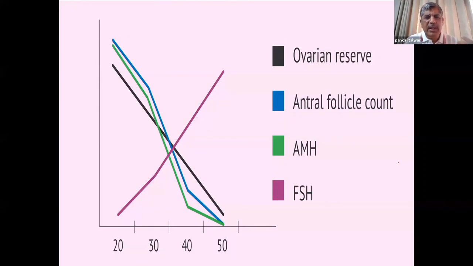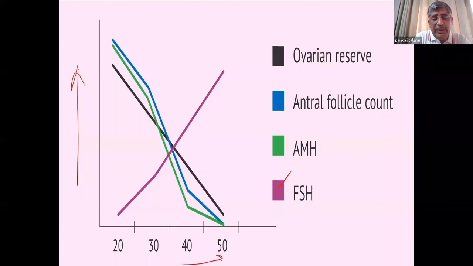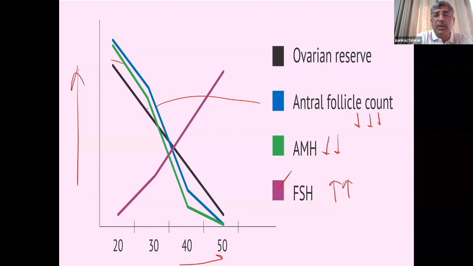What we have learned till now are some pretty simple things. As age advances, we have age here and the quantity levels here. As age moves from 20 to 50 years, levels of FSH are going to go high. So FSH rises with age. Levels of AMH, in green, are going to fall. Antral follicular count will fall down. And ovarian reserve, in terms of quantity, is going to fall down.